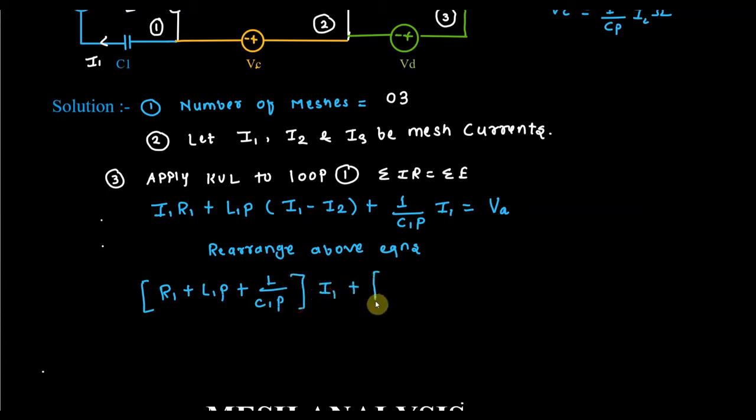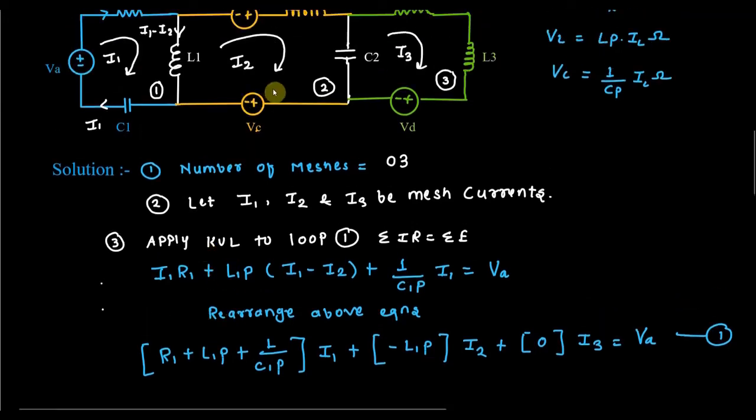Now consider the I2 terms. There is only one, with a minus sign, so it is minus L1P I2. In this equation there is no term of I3, so you substitute 0 for it, and this should be equal to VA. Why are we writing in this format I1, I2, I3? So that we can easily write this into matrices. Now, similarly, we will write the equation for the second mesh.